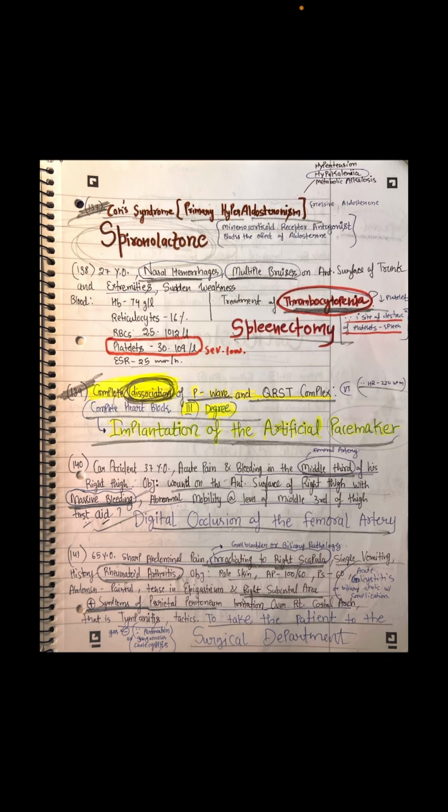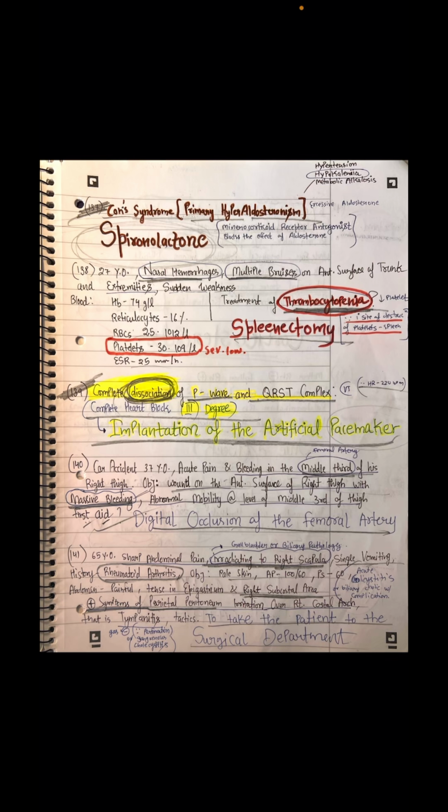So the examiner wants to ask about the good and best treatment for this case. So we will just implant the pacemaker. Next, the patient talks about massive bleeding after a car accident, acute pain and bleeding in the middle third of the right thigh, a wound on the anterior surface of the right thigh, massive bleeding.